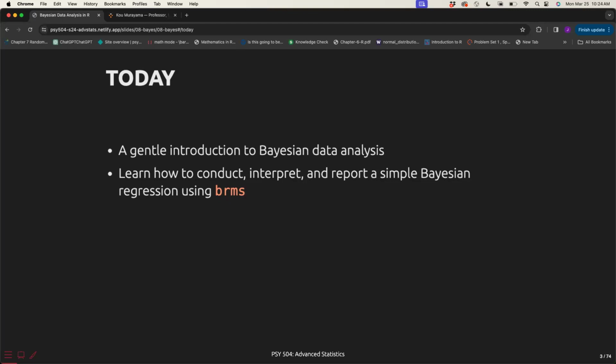So today is going to be a very gentle introduction to Bayesian data analysis and concepts important for Bayesian data analysis. And then I wanted to walk through how we can conduct, interpret, and report a very simple Bayesian model using the brms package. If you're doing Bayesian statistics in R, you want to be using the brms package. It makes doing Bayesian analysis very, very simple. And we like things that make our life a lot simpler and easier.